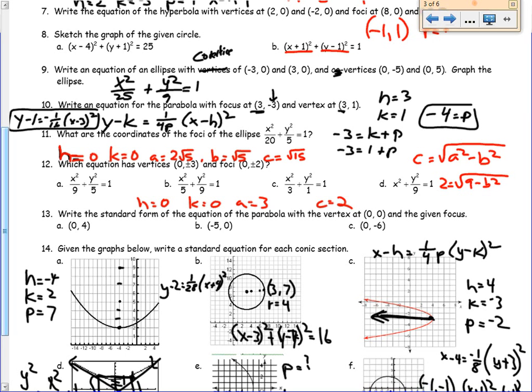What's next? Square both sides. 4 equals 9 minus B squared.